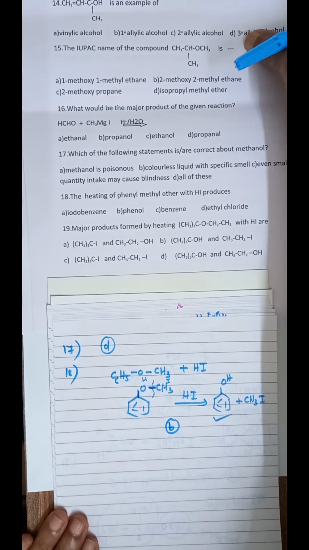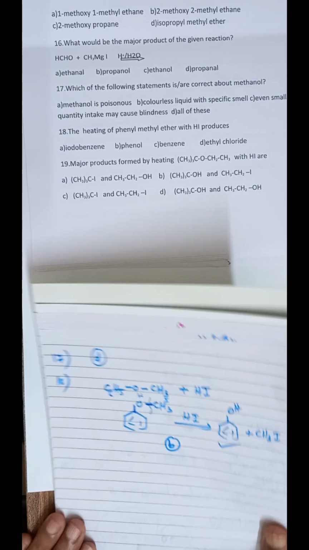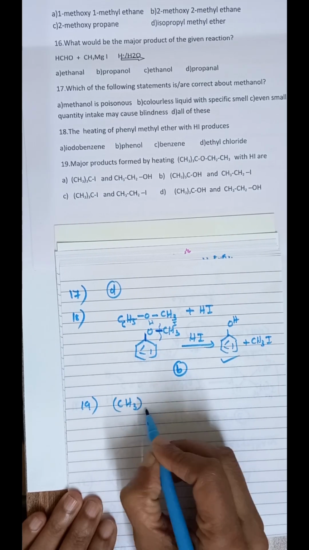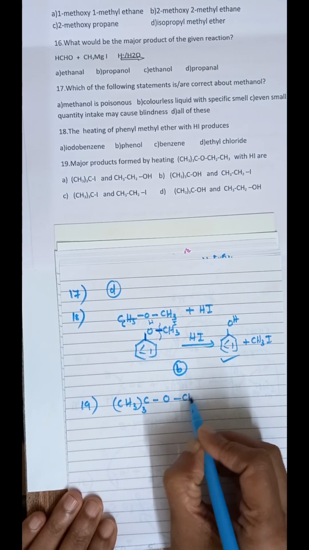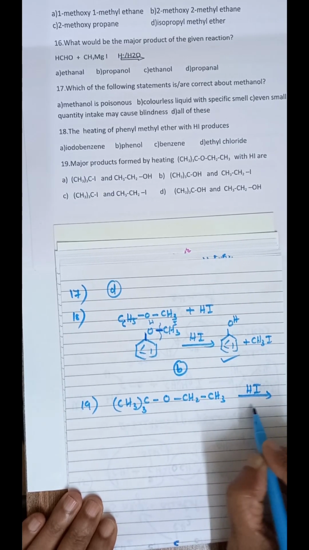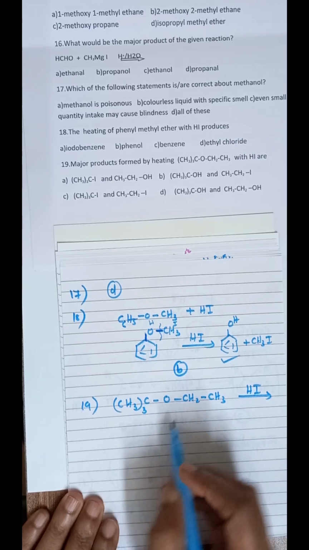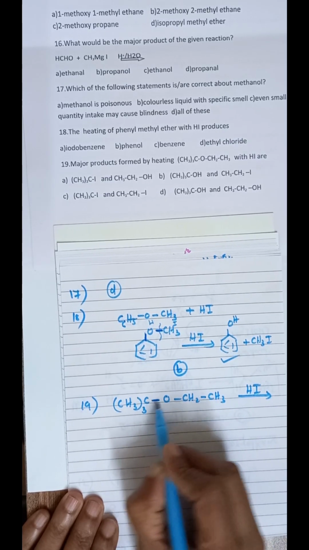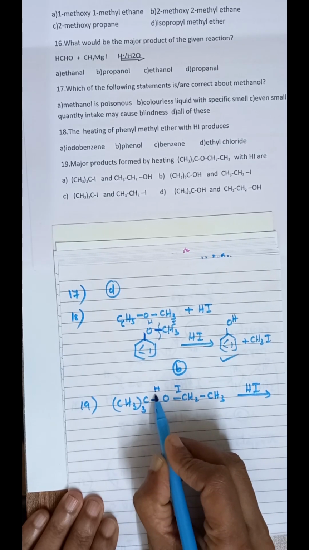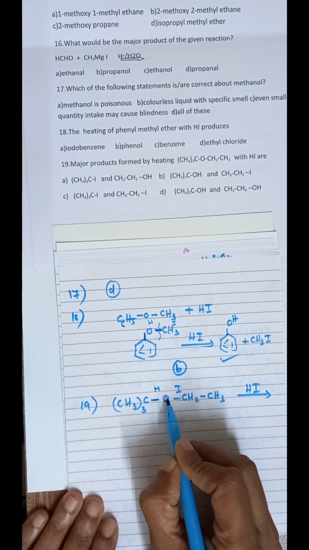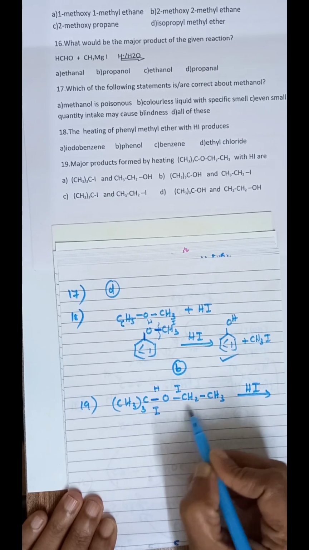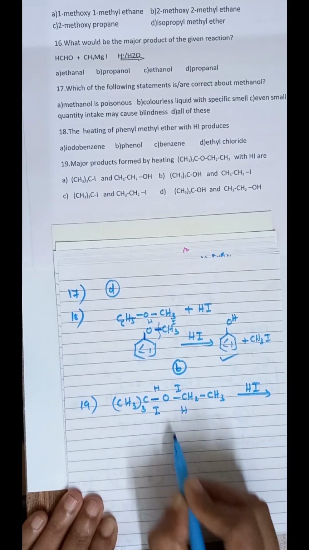Then question number 19. Major products formed by heating (CH3)3C-O-CH2CH3 with HI. So in this case, one possibility is that if this bond is broken, H can be attached here and I can be attached here. The other possibility is that with this tertiary group, I will be attached and H will be attached with this group. So 2 possibilities are there.